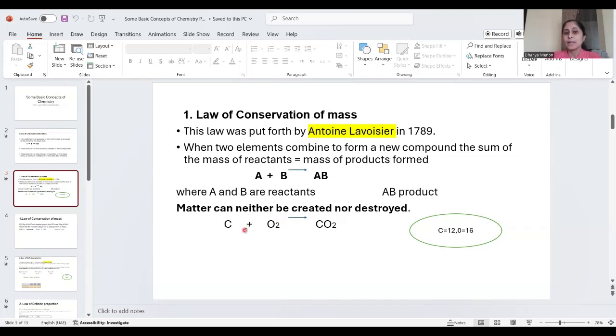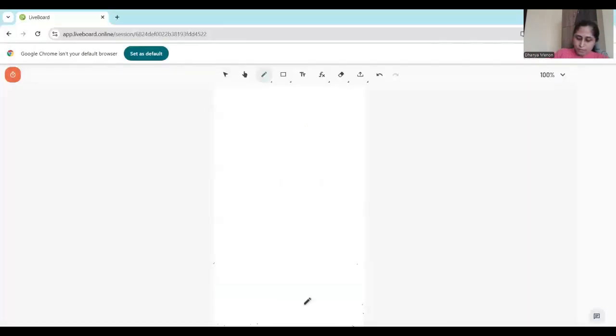ये reaction दिया है मैंने, carbon plus oxygen giving you carbon dioxide. Okay, so I'm just giving you the masses. Carbon is 12, oxygen is 16. Don't worry about the masses, because by experience you can learn them by heart, and also they will be given to you. Anyway, first 20 elements तो आपने grade 10 तक पढ़ ही लिया होगा, so definitely some of it you must be knowing.